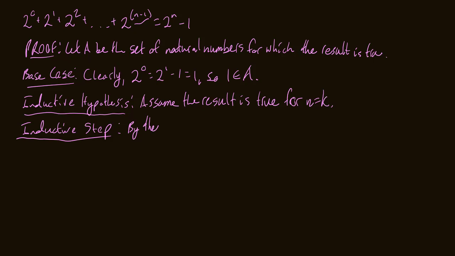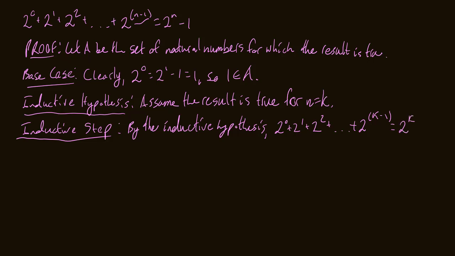By the inductive hypothesis, this will be true. Let's see. 2 to the 0 plus 2 to the first plus 2 squared plus ... plus 2 to the k minus 1 is equal to 2 to the k minus 1.